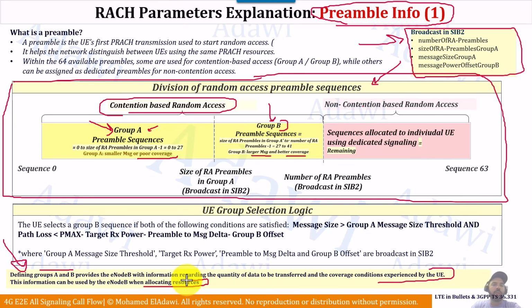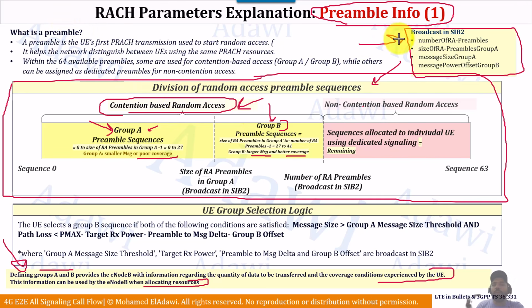So you will assign a higher MCS or a lower MCS depending on whether this user selected group A or group B. But the question is how the user will be selecting group A and group B, and how many resources or preambles are assigned to contention base.